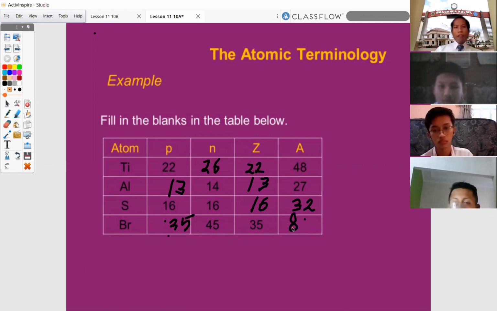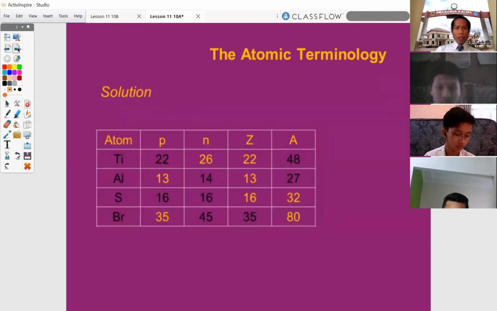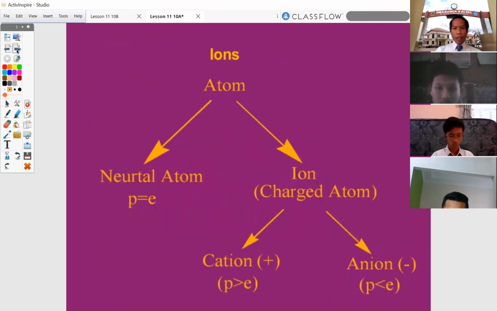Good. Very good. So everybody understood, right? How to find this number P, N, Z, and A. I think it's very easy, only subtracting and summing the values. So it's not very difficult. This is the answer, the solution of that question. Okay, now let's come to the next thing.